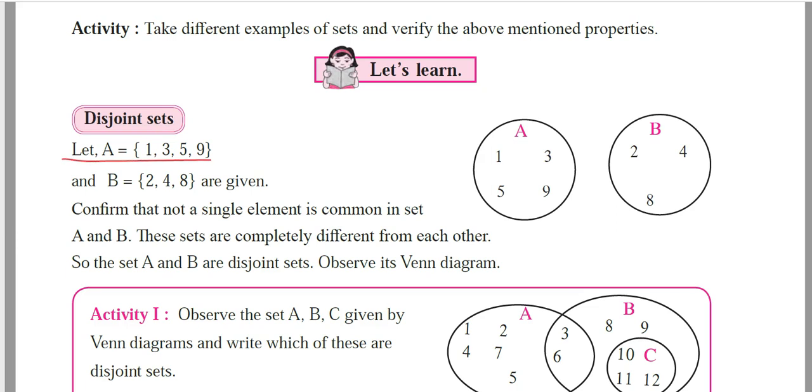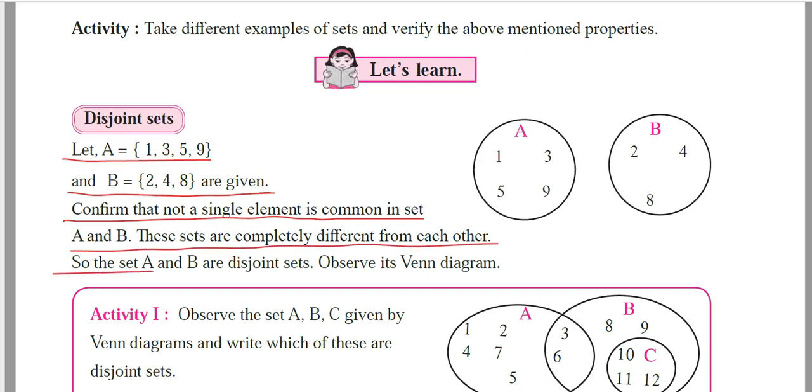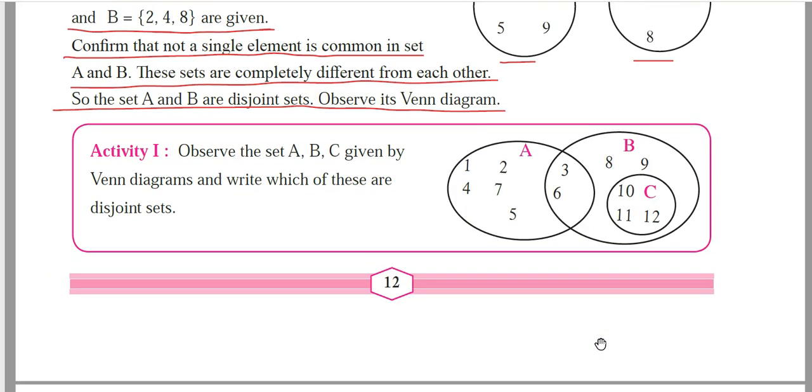Now next, disjoint set. Let A is equals to {1, 3, 5, 9} and B is equals to {2, 4, 8} be given. Confirm that not a single element is common in these two sets A and B. These sets are completely different from each other. So the sets A and B are disjoint sets. दोघांमध्ये एकही कॉमन एलिमेंट नाही म्हणून ते दोन्ही कसे तर डिसजॉइंट आहे.